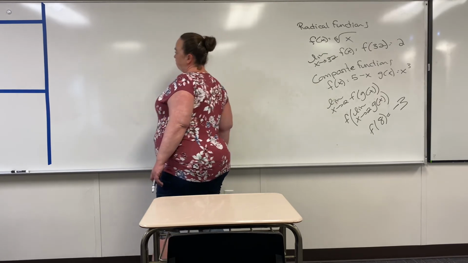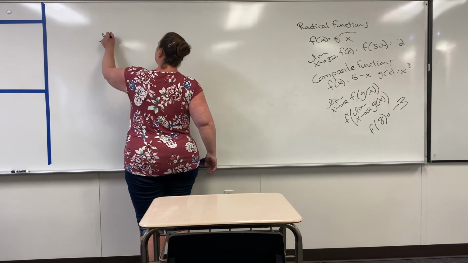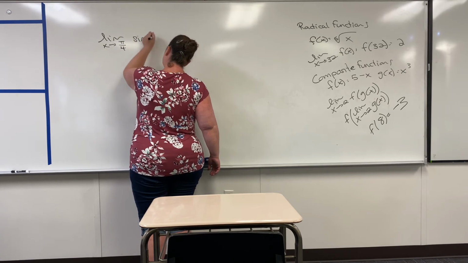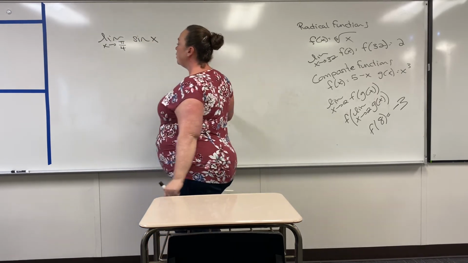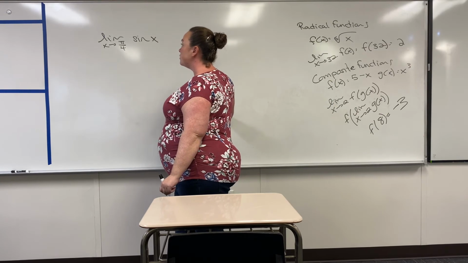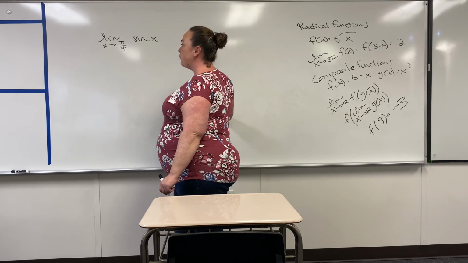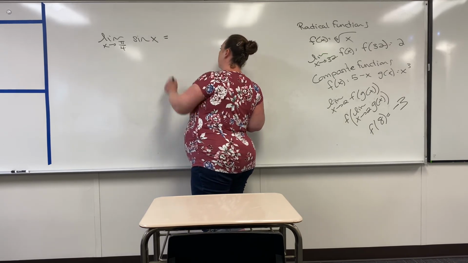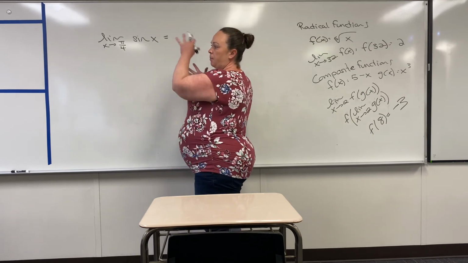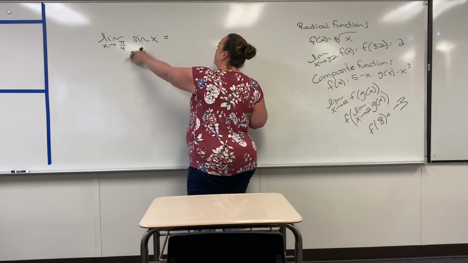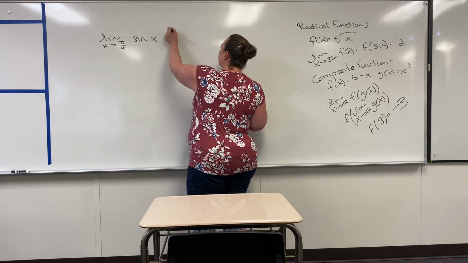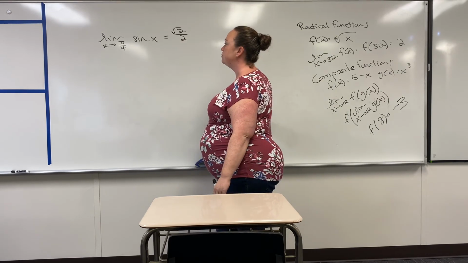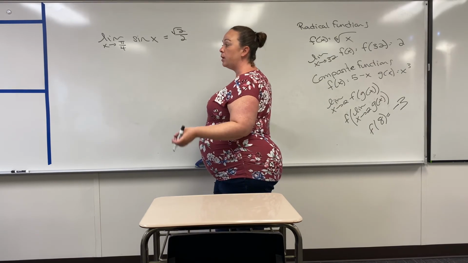So, if you want the limit as x approaches pi over 4 of sine of x, you'd need to figure out what sine of pi over 4 is, which in theory you know. If you don't know, you need to re-pick up how that works. So sine of pi over 4 is going to be root 2 over 2, because that's what you can actually evaluate, you should know.